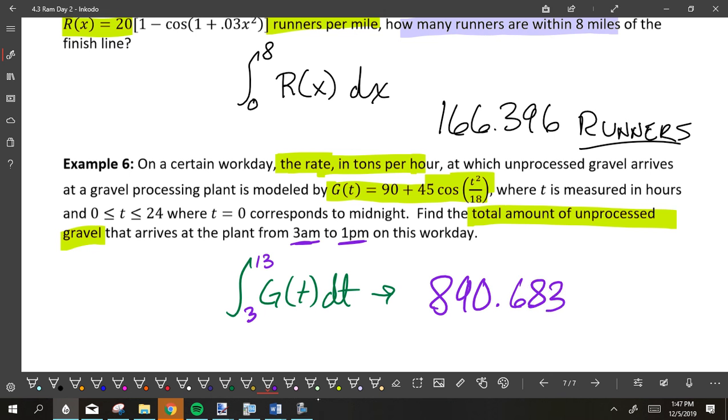890.683, because we always go to 3 decimals. That would be bad if we didn't. What is the units here? This is tons, because it was in tons per hour. When we integrate it, it takes us down to just an amount.